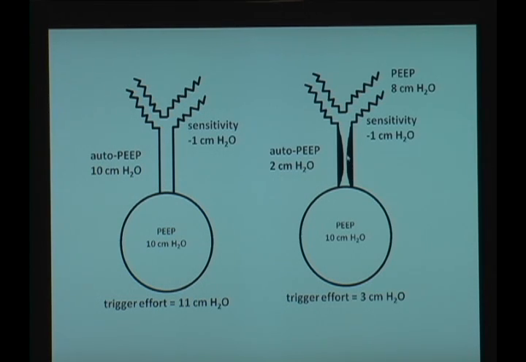But now what happens when we raise the PEEP up to 8: the pressure only needs to go from 8 to 7 to trigger. So now the inspiratory effort is only 3 centimeters of water. So we use PEEP to counterbalance auto-PEEP because the ventilator triggers relative to the set PEEP, not the auto-PEEP. The ventilator doesn't know what the auto-PEEP is.